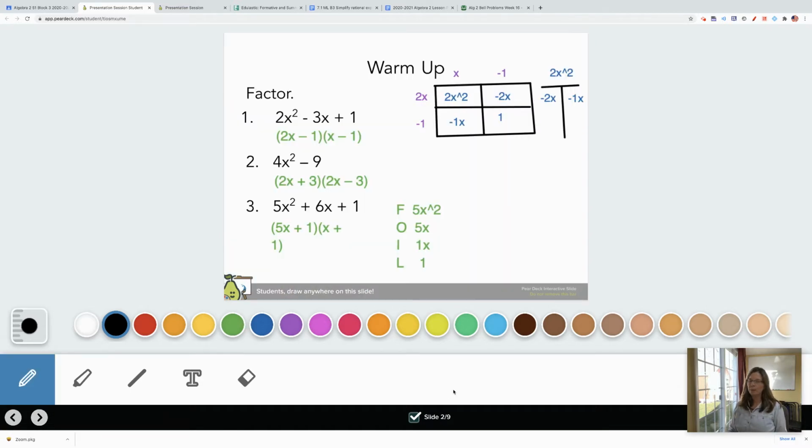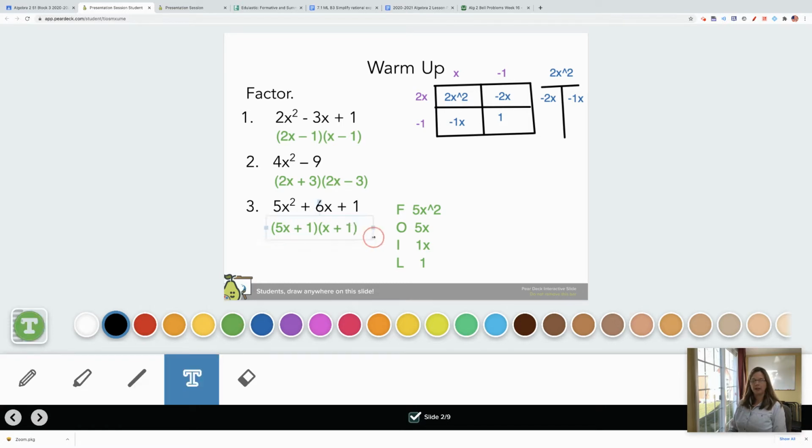I have 3 warm-up problems for you that hopefully you've done, and I've asked you to factor these 3 polynomial expressions. The first one I factored using the box strategy. I put 2x squared up in the top left and 1 in the bottom right. I then multiplied these two together and I got 2x squared. And I'm looking for 2 expressions that multiply together to equal 2x squared, but add together to equal negative 3x. So I came up with negative 2x and negative 1x, which I then put along the diagonal.